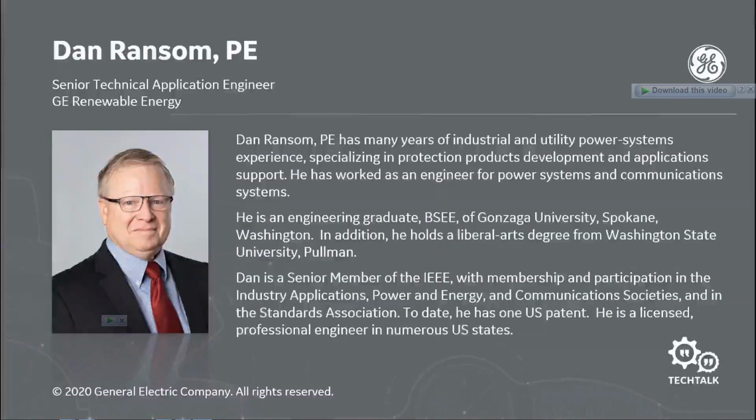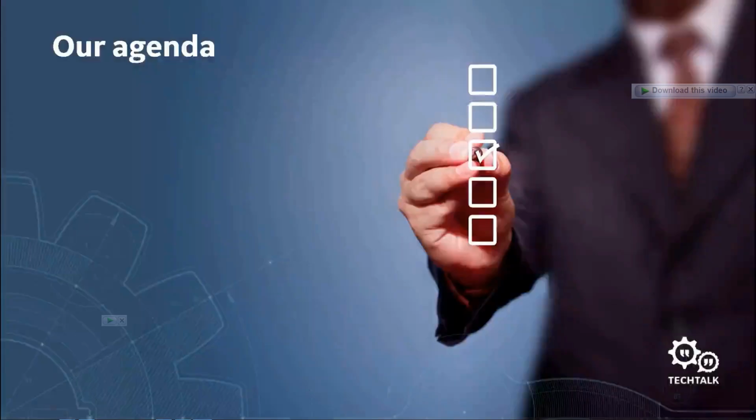I'm from Washington State in the USA, with my education from Gonzaga University in Spokane, Washington, and Washington State University in Pullman. I'm a senior member of the IEEE, and I serve on many IEEE committees. I'm a licensed professional engineer in many U.S. states. In my job as a technical application engineer at GE, I help people with applying protection, communications, and control systems in industrial and utility power systems.